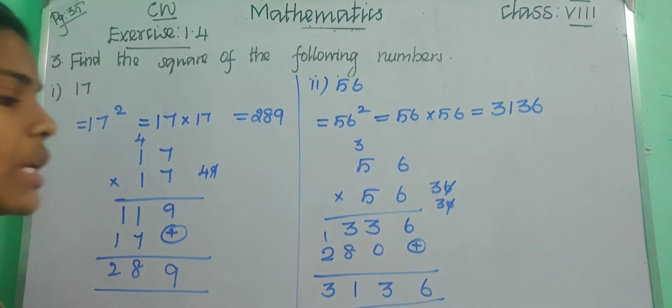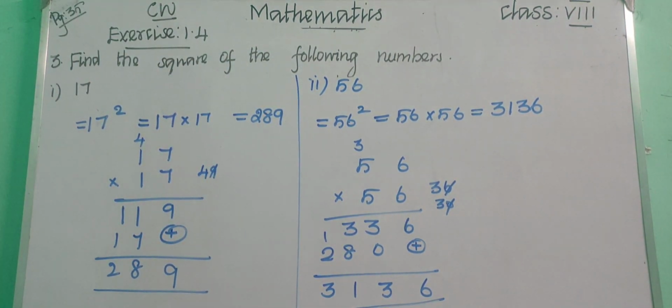Okay, children, so can you all understand? If the question is to find the square of the following numbers, we simply need to multiply that number twice. Multiply the same number twice. Then we can find the square of that number. Okay, children, pause the video and write. Let us do the third one.